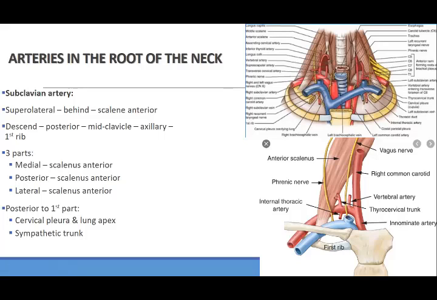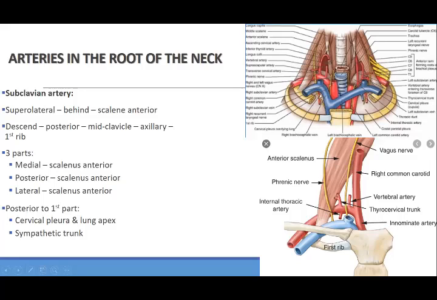Now, I hope you appreciate one thing. You have a part of the subclavian artery which is lying medial to the scalenus anterior muscle. Then you have a part which is lying behind the scalenus anterior muscle, and then you have a part which is lying lateral to the scalenus anterior. So you have three parts. The first part is medial to the scalenus anterior, the second part is posterior to the scalenus anterior, and the third part is lateral to the scalenus anterior.